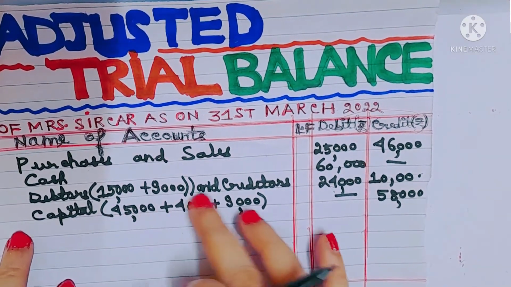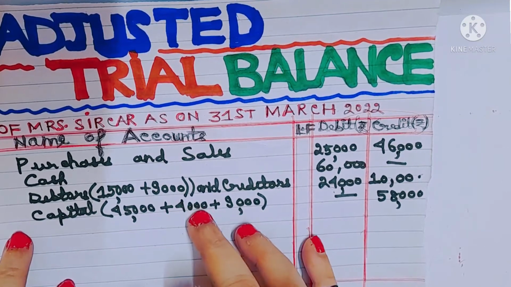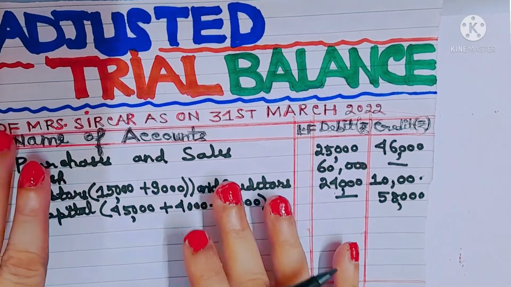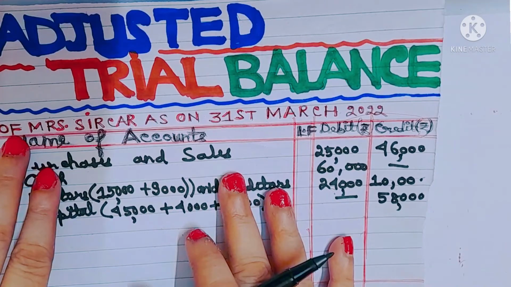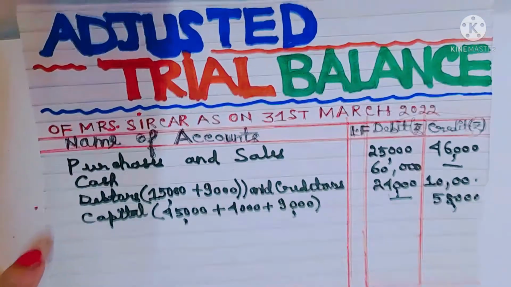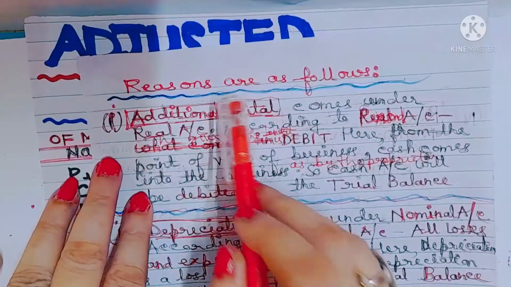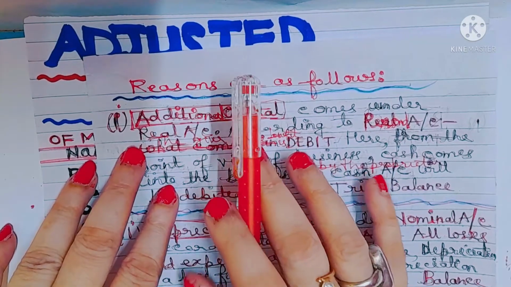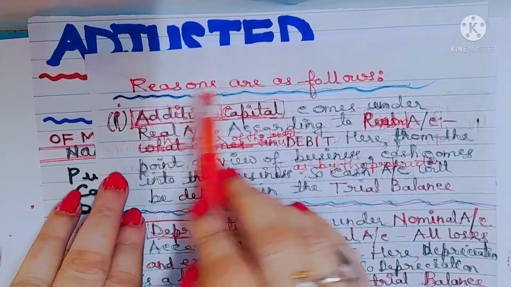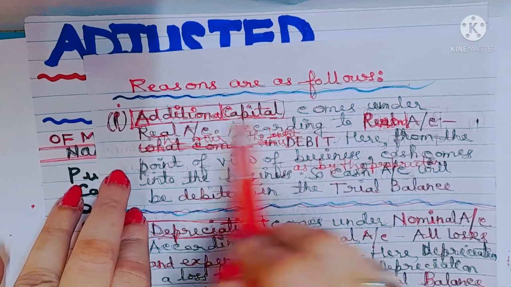Now one more thing. Capital A 4,000 was wrongly written in the debit column. For that, we have to write a note. Okay? How will we write a note? Let me show you. Below the trial balance, you have to write reasons are as follows. We'll have to write a short note for the errors. Reasons are as follows. Number 1, additional capital.